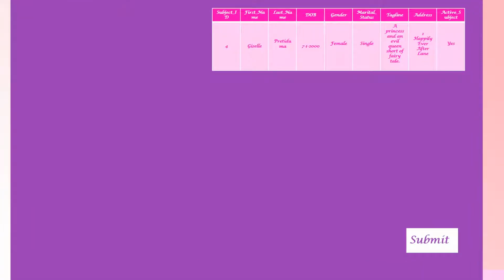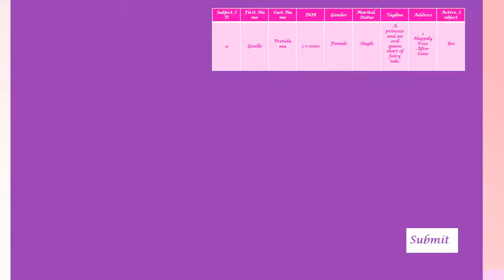Let's take a closer look at that insert statement with a sample row of data that Inga has organized. So here's the sample row. We have subject ID of 4, first name Giselle, last name Pretty Duma, date of birth 7/1/2000, gender female, marital status single, tagline a princess and an evil queen short of a fairy tale, address is 1 Happily Ever After Lane, and active subject equals yes. So Inga knows this information goes in the subjects table. And she knows the column names and she has the data.